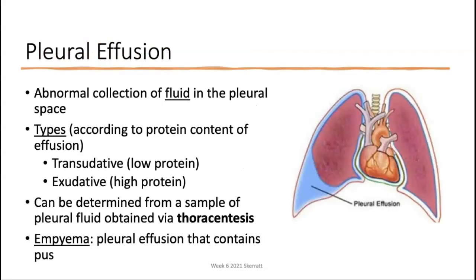Pleural effusion, as I said, is an accumulation of fluid in the pleural space. There's two types, and the type is dependent on the protein content of the effusion. If it's low protein, it's transudative, and if it's high protein, it's exudative. And that sampling can come from a thoracentesis. Empyema is a type of pleural effusion that contains pus, so you'll have an accumulation of white blood cells, and it's usually treated with antibiotics.